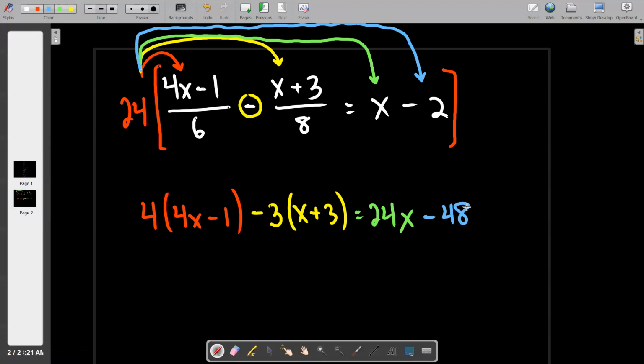Are the numbers big? Yeah. Are we scared? No. Now we're just going to do what we've done. We're going to distribute, combine like terms, and solve. You've done it 100 times. So on the left side, let's distribute. What do we get?